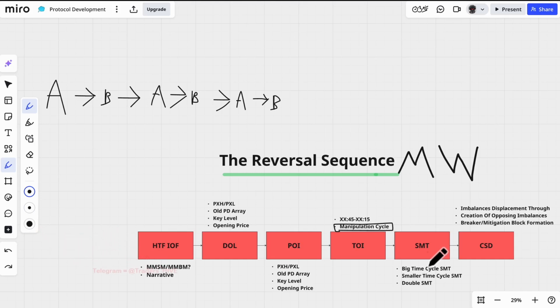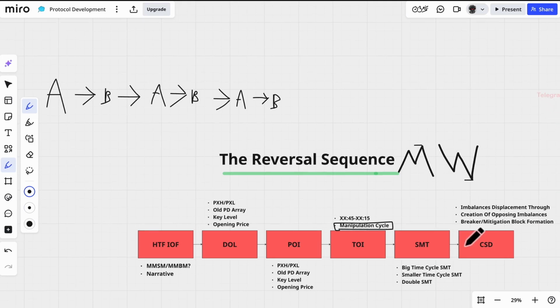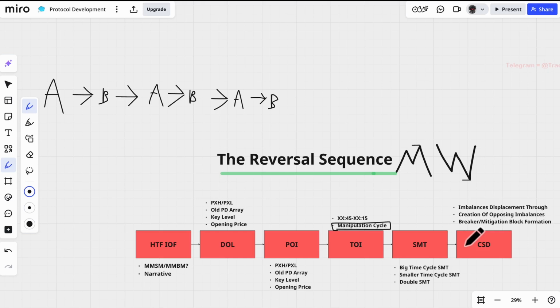How can we look at SMT? Well, I've taught you 3 different forms of SMT besides some other forms of SMT. However, for this foundational protocol, I've decided to purely focus on the 3 most important forms of SMT. And those are, first of all, big time cycle SMT. So think of SMT relative to bigger time cycles. A smaller time cycle SMT inside of the absolute reversal right here. Or double SMT, where you have both forms of SMT present.